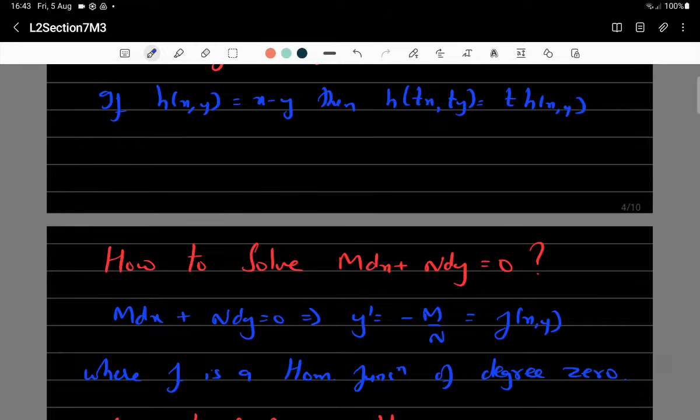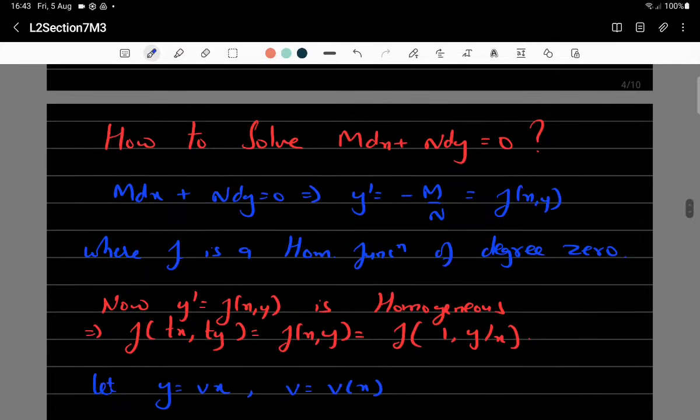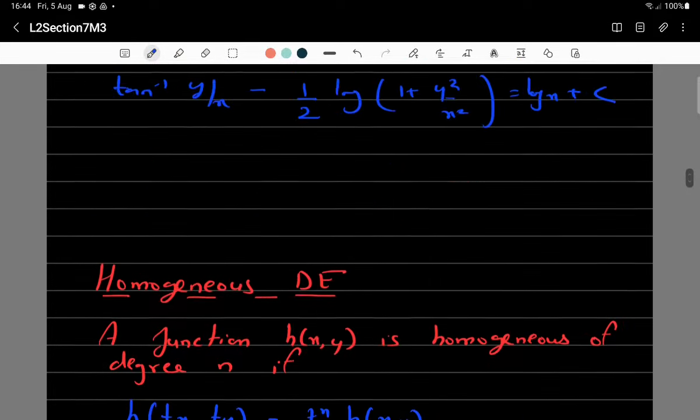Now f is a homogeneous function and y dash is equal to f of x comma y. So f of tx comma ty is equal to t raised to the power 0 f of x comma y, because f is a homogeneous function of degree 0. And now this can be written as f of 1 comma y by x. Simply this is what we did, because M and N both are homogeneous, so you can easily divide by x or x square or something like this, so that it becomes a function of y by x. The same thing we did when we solved the differential equation.